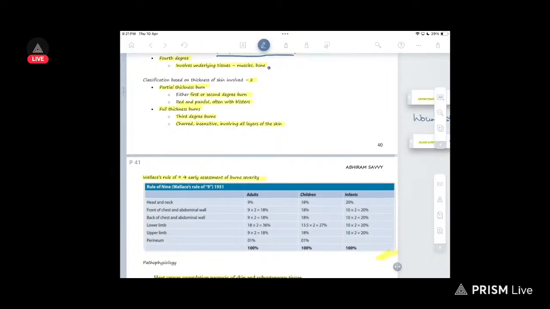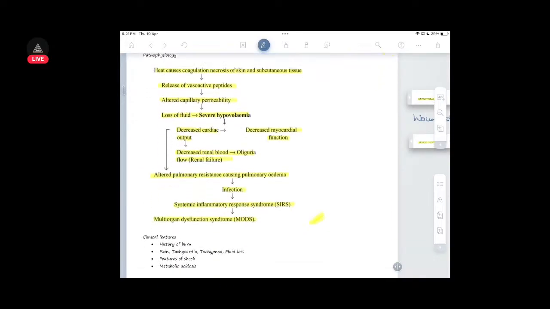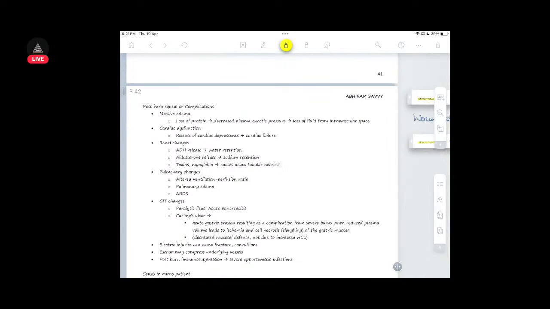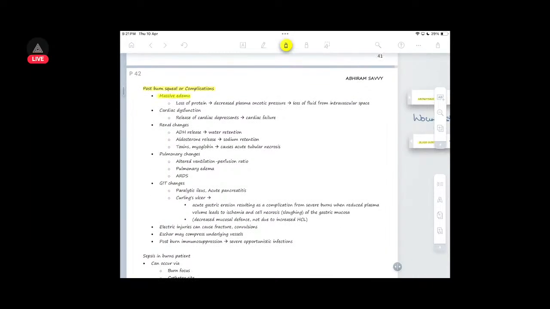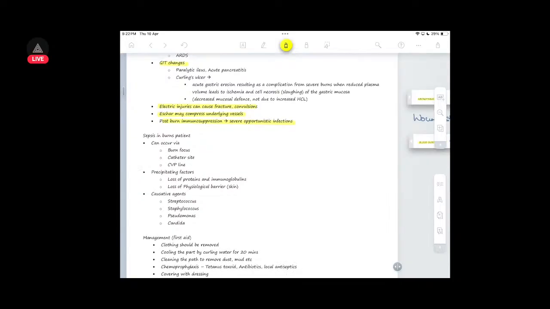Okay. Based on thickness of skin involved, you have partial thickness burn and full thickness burn. Partial thickness is either first or second degree burn, red and painful with blisters, and full thickness is third degree, charred insensitive skin. While the rule of 9 is for severity assessment. Then clinical features: history of burns, pain, tachycardia, tachypnea, fluid loss, shock, metabolic acidosis. Post-burn sequelae or complications: massive edema, cardiac dysfunction, renal changes, pulmonary changes, GIT changes. Electrical injuries can cause fracture and convulsion. Eschar may compress underlying vessels. Post-burn immunosuppression leads to severe opportunistic infections.